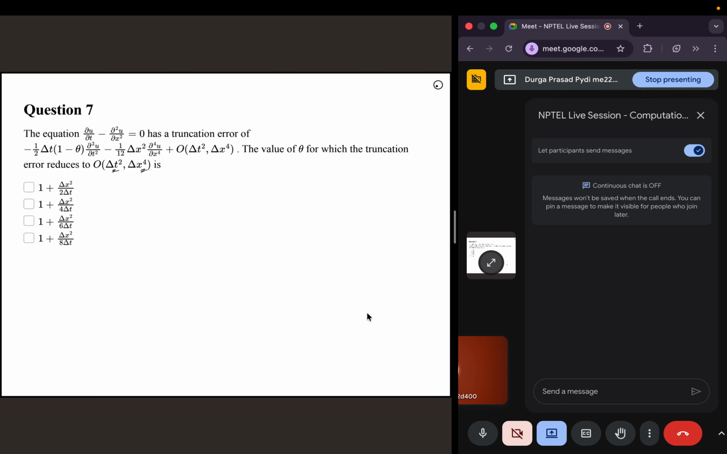So how do we solve this? The idea is to essentially only have this term, and everything else goes to 0. Only then will this error reduce to that particular quantity. But how do I do that? All I have to do is make this term equal to 0. This is 0. The order of accuracy for that particular finite difference scheme will be second order in time and fourth order in space.